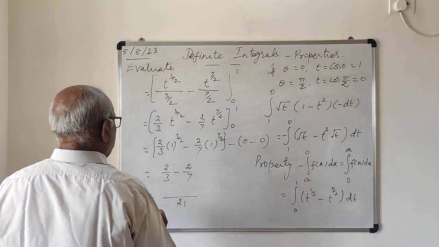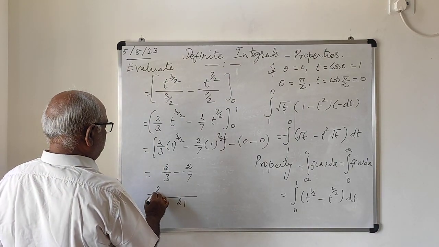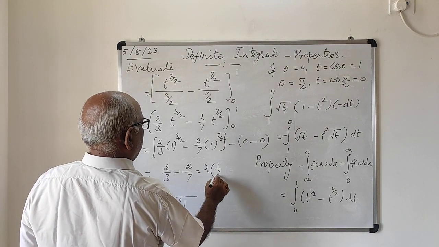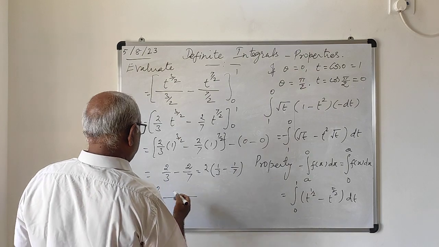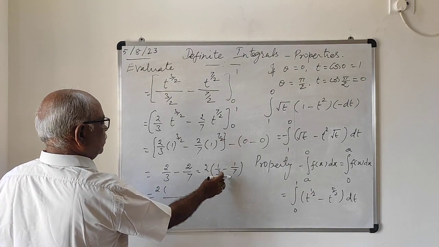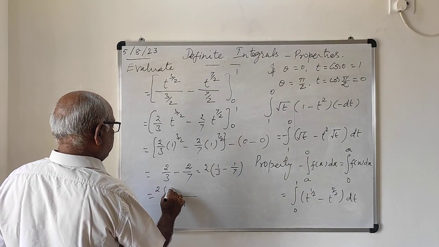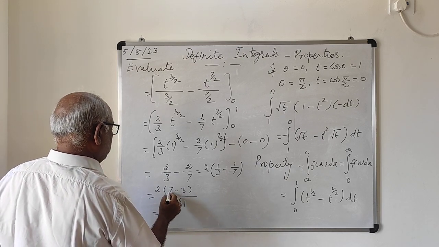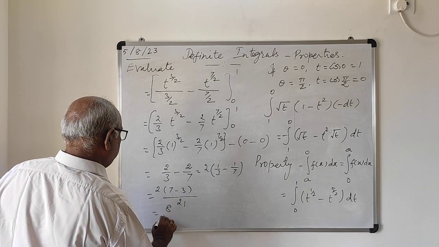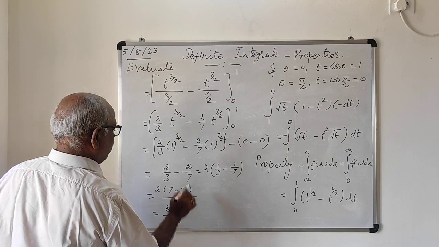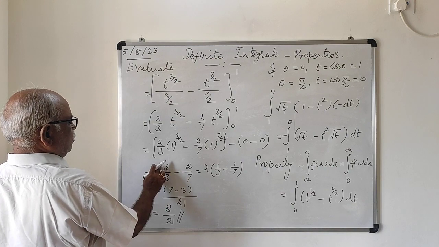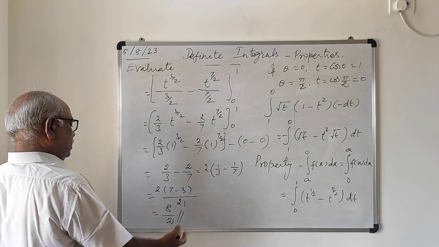Yes, you can take 2 as a common term, you will get 2 into 1 by 3 minus 1 by 7. Simply you get 2 into, if you take 21, 7 minus 3, that is 4. 7 minus 3 is 4, 4 into 2 are 8 by 21.